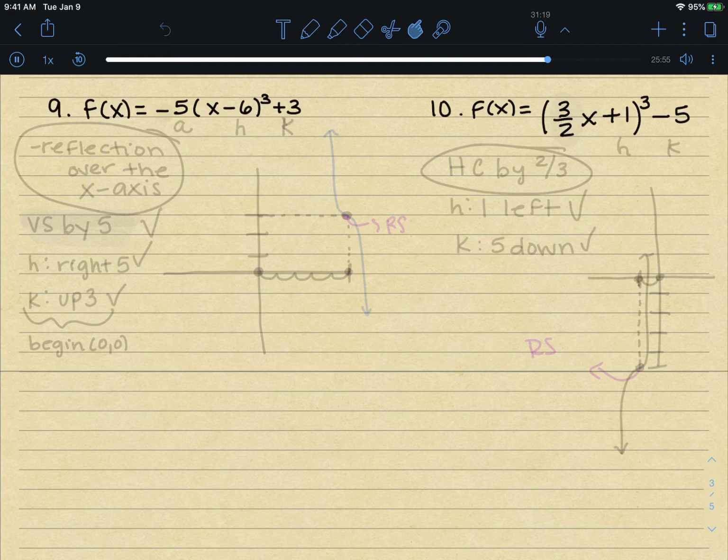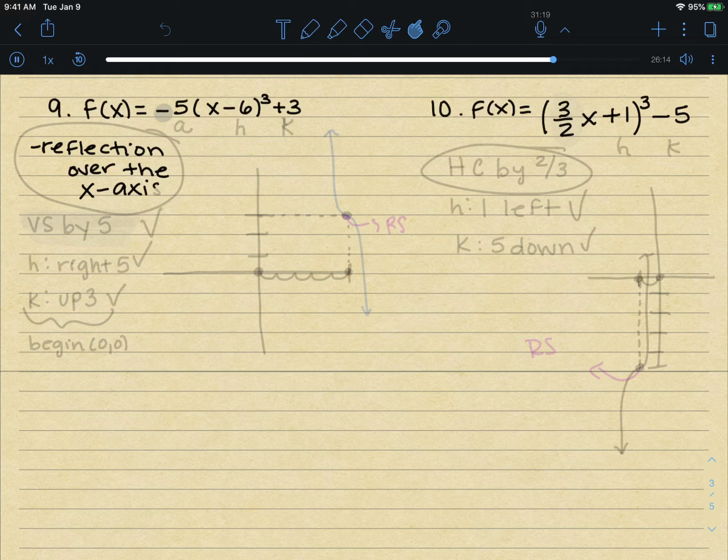Okay, so these are the examples that I'm going to give you. I'm going to start by identifying the transformations, by stating that this negative right here is going to be a reflection over the x-axis. Okay.